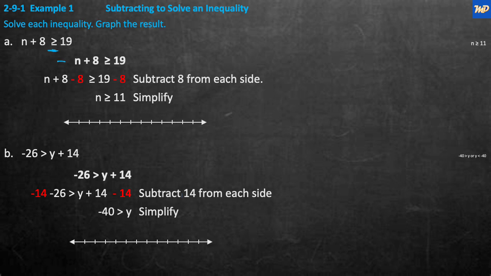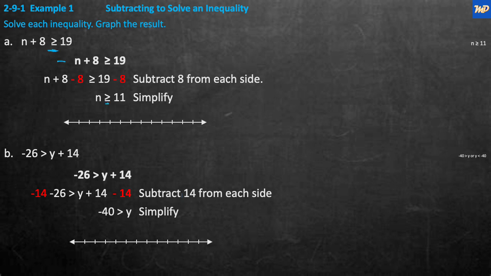So we've rewritten the inequality here, and in order to get the n by itself, which is the number one rule, we have to subtract the 8 that's there to make it 0, and we have to subtract that 8 from both sides. So we have n plus 8 minus 8 is greater than or equal to 19 minus 8. We subtracted 8 from each side. The resulting answer is n is greater than or equal to 11.